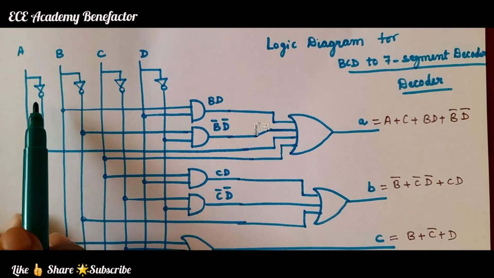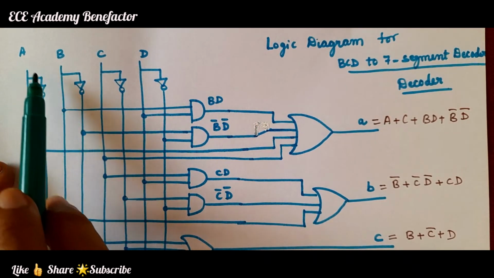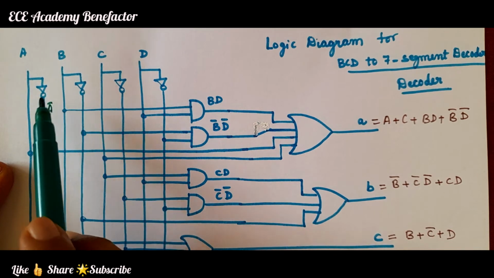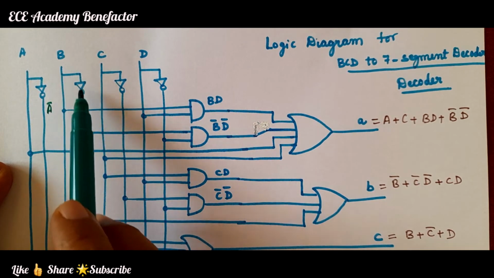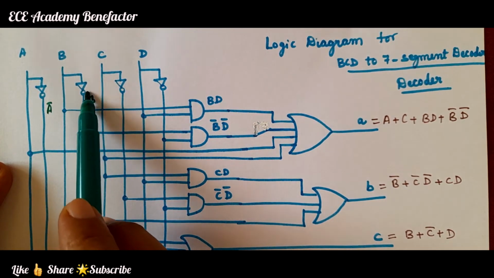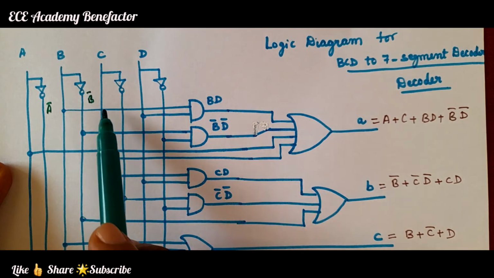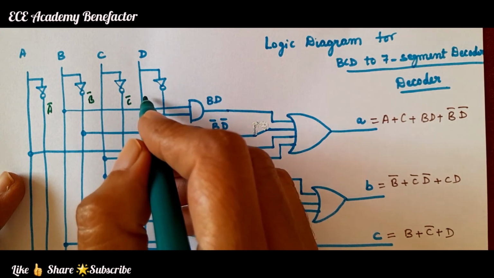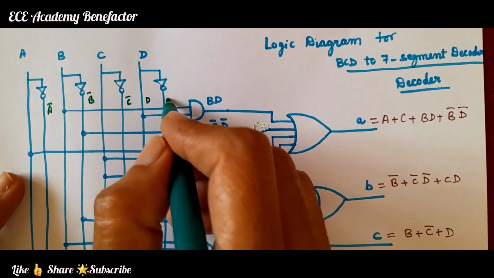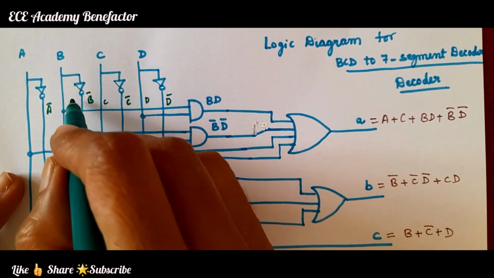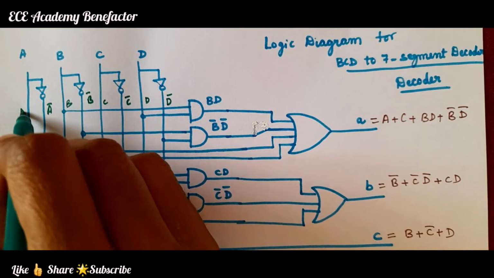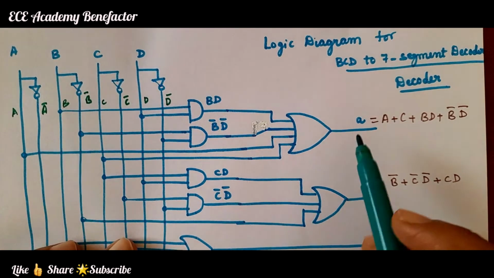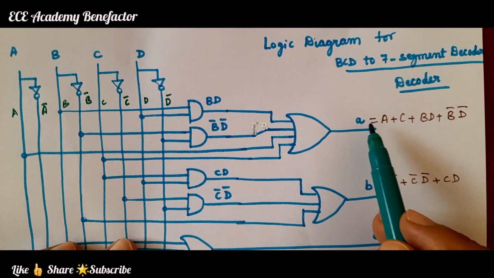So we need to draw 4 input lines A, then connect this A to a NOT gate to get A bar. This is B line, connect it to a NOT gate to get B bar. This input line is C, this is C bar, this input line is D, this is D bar. Like this, we have taken 4 input lines.